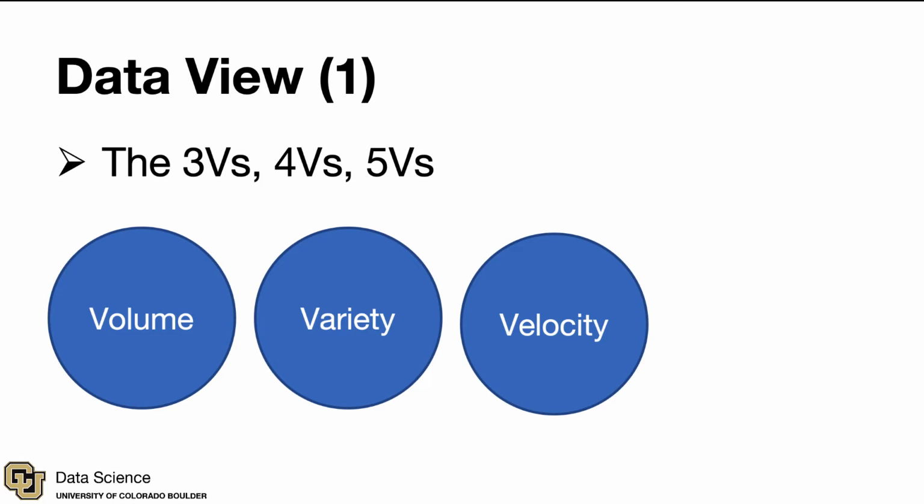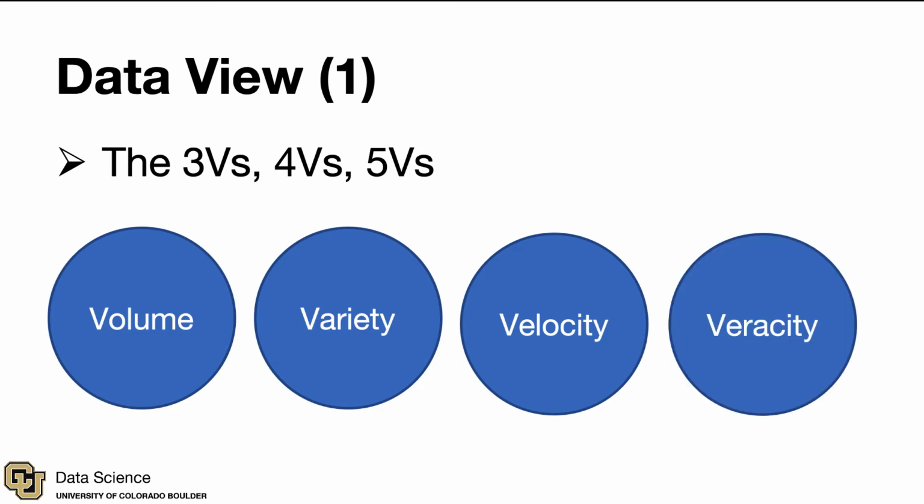So velocity really speaks to how quickly data are being generated, but also, related to that, how quickly your analysis needs to be done, how you react to the dynamic data. So these are the initial 3 V's people were talking about. And then later on, we add another V. So this is the 4th V.